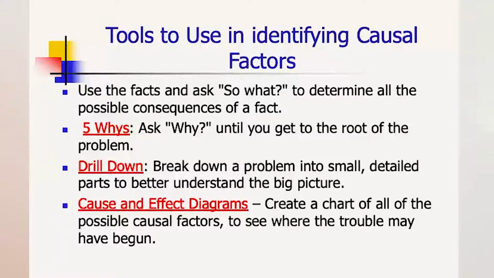Then the last tool we use in identifying causal factors in root cause analysis is what we call the cause and effect diagram, popularly known as the Ishikawa diagram or the fishbone diagram. Here you create a chart of all the possible causal factors to see where the trouble may have begun. It's just like a fishbone, or the veins on a leaf.